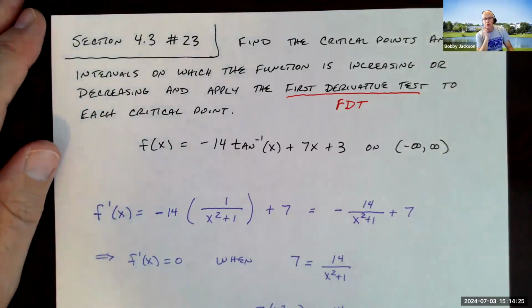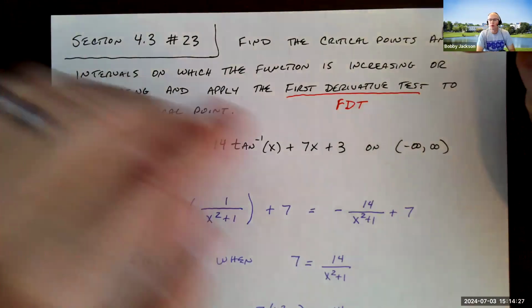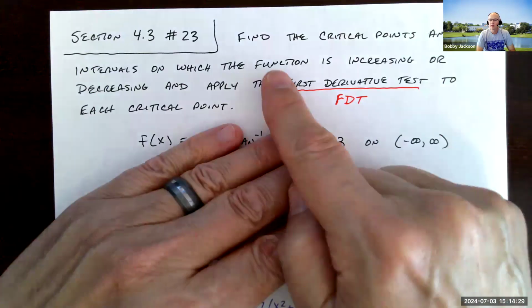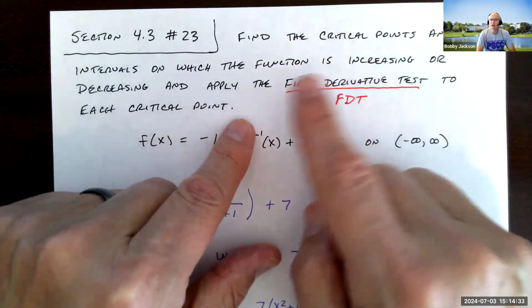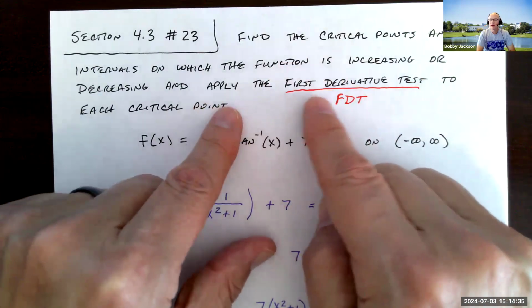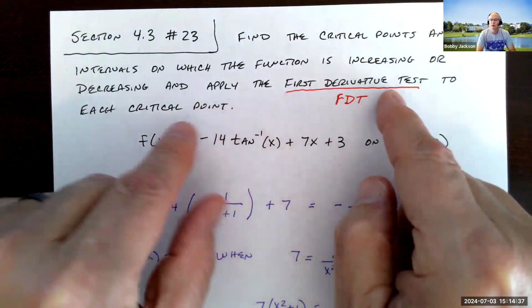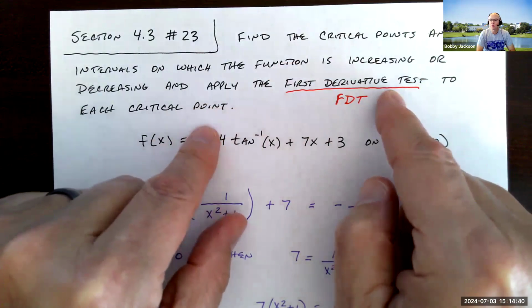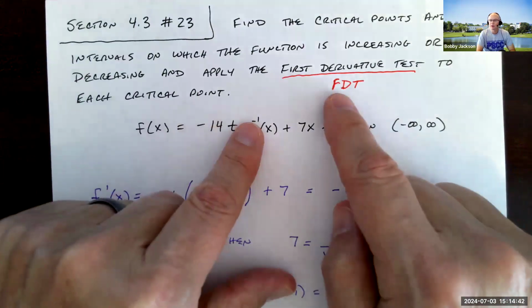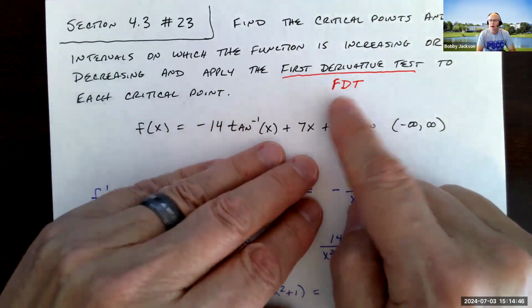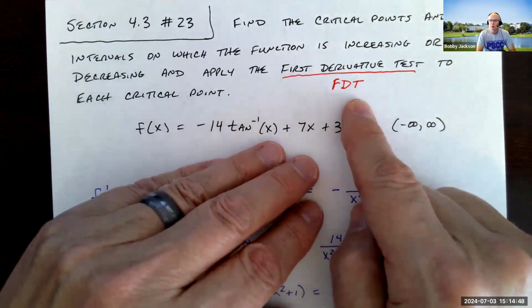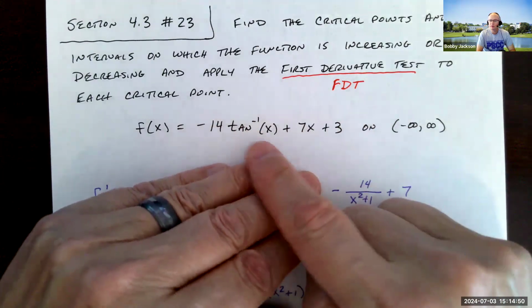Hey everyone, we're going to look at number 23 in section 4.3. This problem instructs us to find the critical points and the intervals on which the function is increasing or decreasing and apply the first derivative test to each critical point. Sometimes I will say first derivative test FDT in my notes or in my lecture, so make sure you're aware of that. Here's the function.